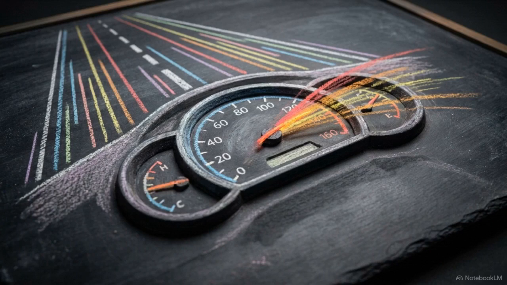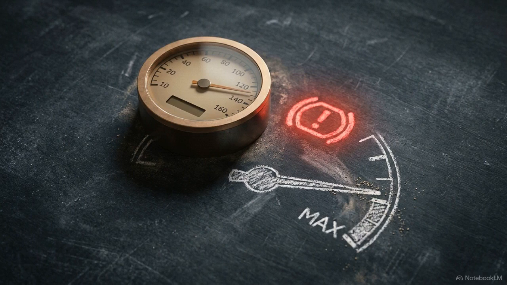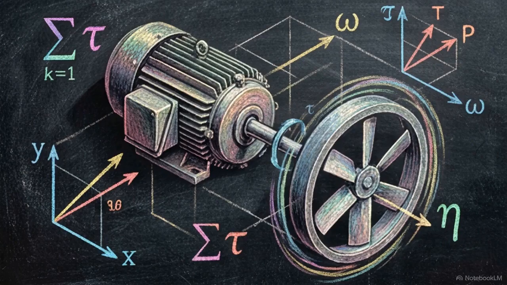When you merge onto a highway, that initial surge from 0 to 60 happens quickly, but as you approach your vehicle's top speed, that final crawl to the limit feels significantly more sluggish. Electric motors experience this exact same behavior when working against a mechanical load.